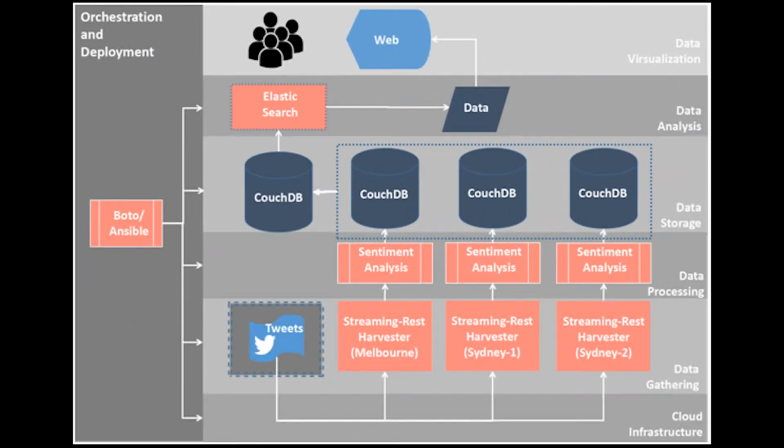First, let's talk about our architecture. You can see from the bottom to the top, the very lowest layer is the cloud infrastructure. That's the Nectar Cloud. We launched our virtual machines to deploy the whole thing onto it. Then is our data gathering layer, which is responsible for retrieving data from the Twitter API.